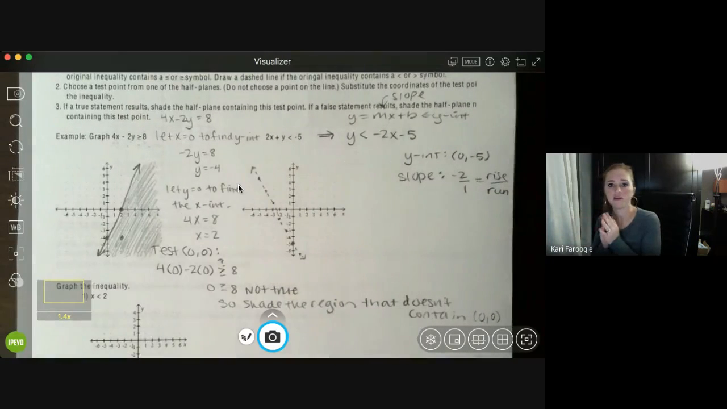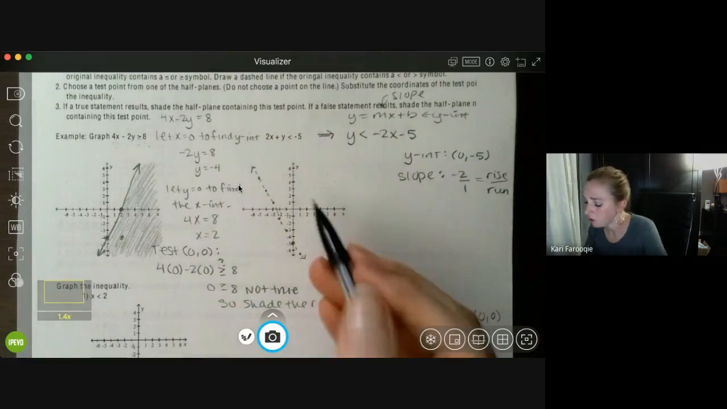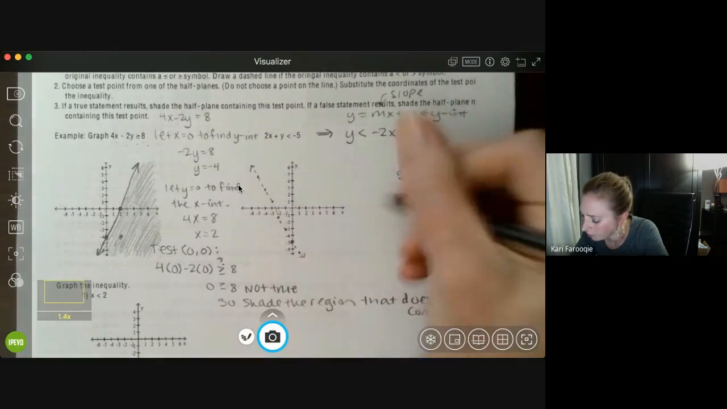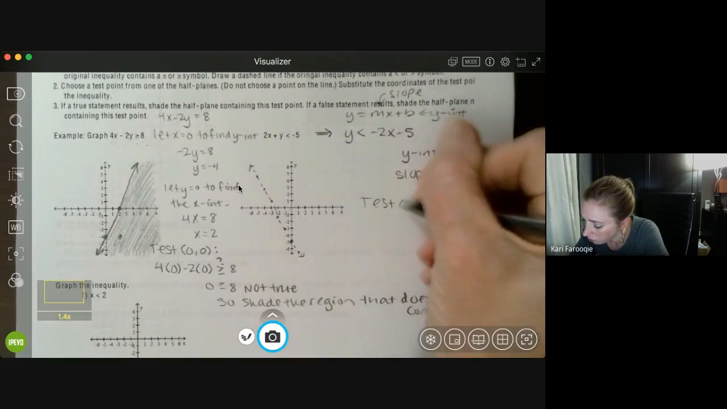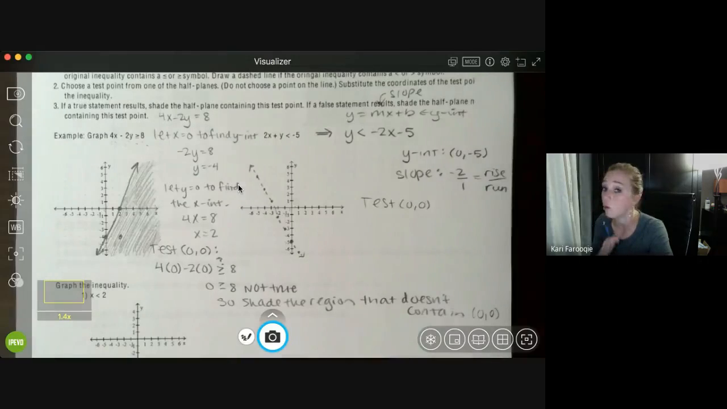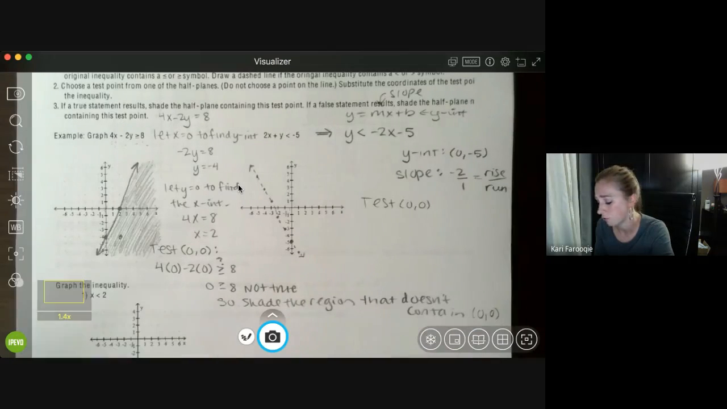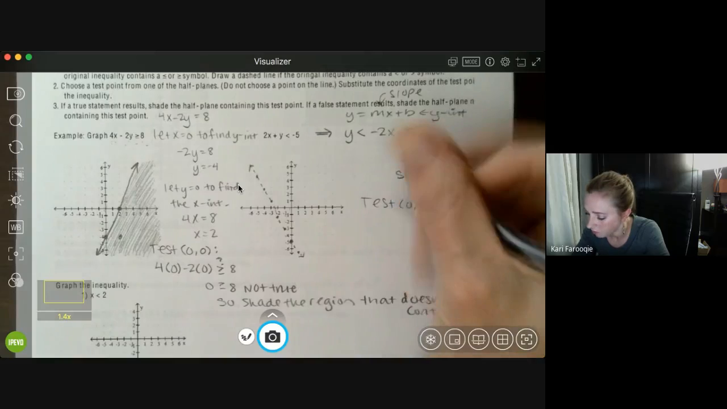Okay, questions about the line? The last thing we need to do is just pick a test point. I like 0, 0. It's clearly in one region of the graph over another. So I'm going to just pick the test point 0, 0. It won't always work. Sometimes you'll have a line that goes through 0, 0 and it won't work. But in this case, you can.